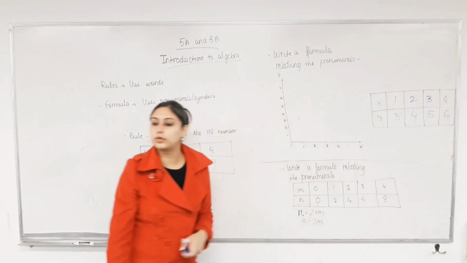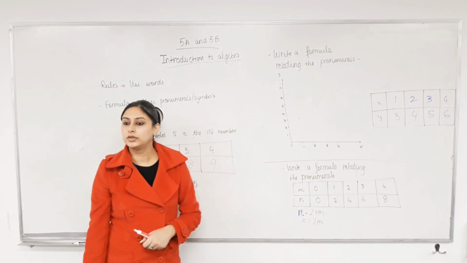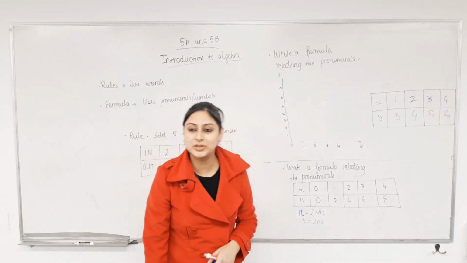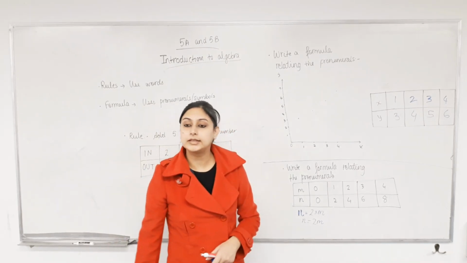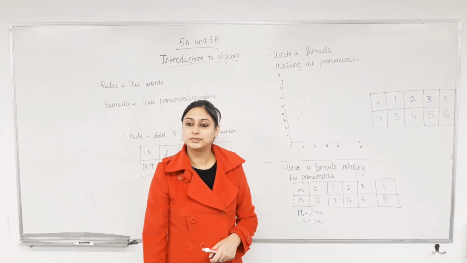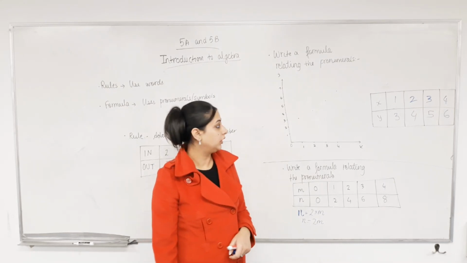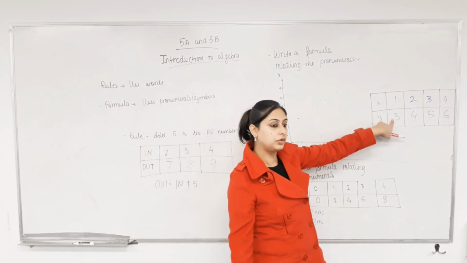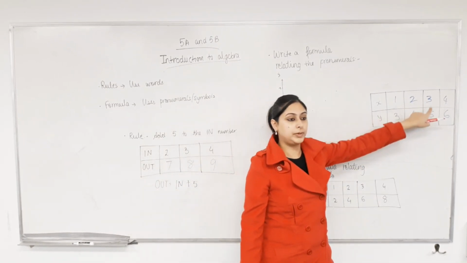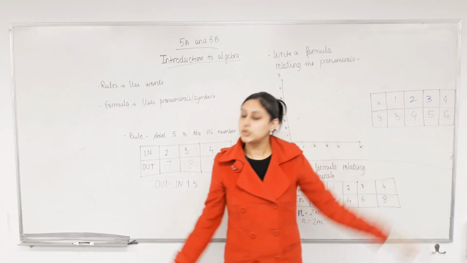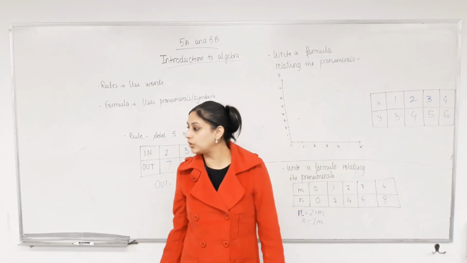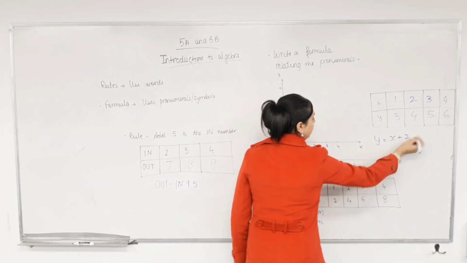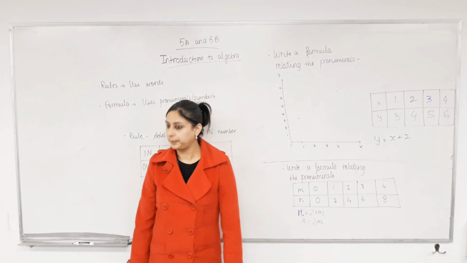Now we need to think of the relationship between them. Okay, what's the rule? How are x and y connected? Plus 2. Let's check. 1 plus 2? 2 plus 2? 3 plus 2? 4 plus 2? So is the rule that y is equal to x plus 2? Yes. So how do we write it? That's it. Do we get it?